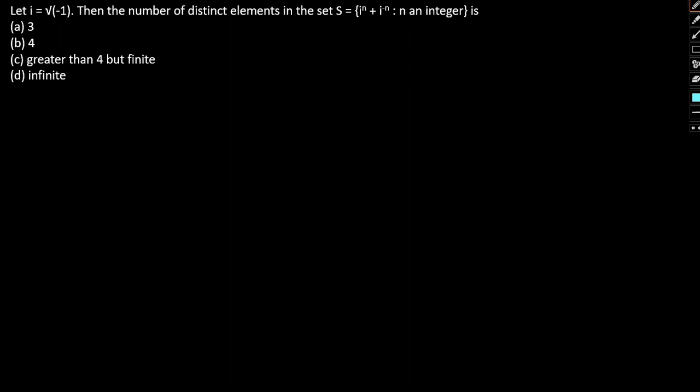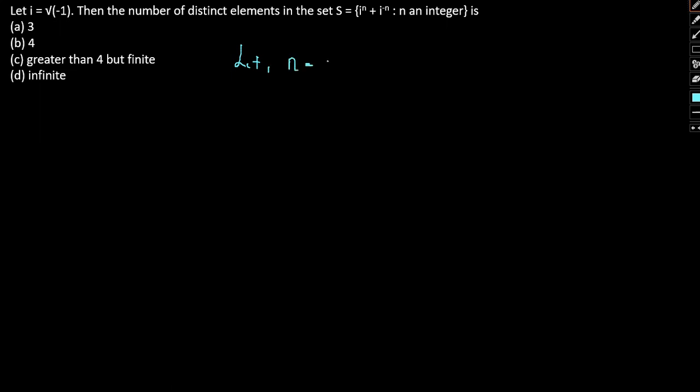So the first question of the video: let i equal to root under minus 1, then the number of distinct elements of the set S, i to the power n plus i to the power minus n, where n is an integer, is. So we need to find the number of distinct elements of the same. So let's take a look at our ideal approach for this kind of question.